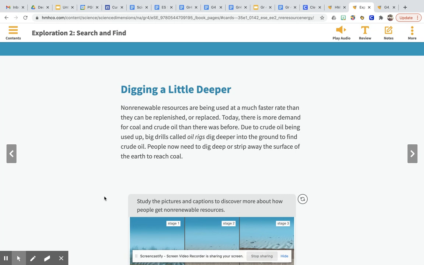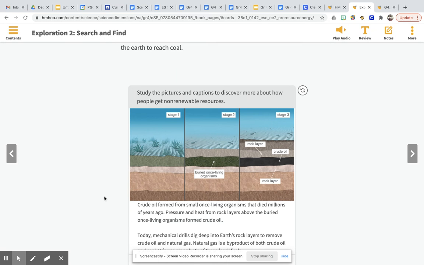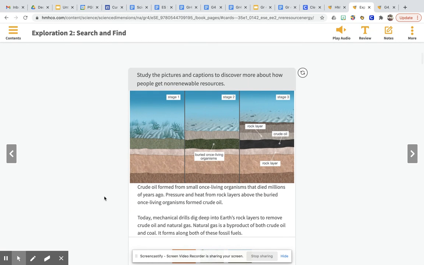Non-renewable resources are being used at a much faster rate than they can be replenished or replaced. Today, there is more demand for coal and crude oil than there ever was before. Due to crude oil being used up, big drills called oil rigs dig deeper into the ground to find crude oil. People now need to dig deep or strip away the surface of the earth to reach the coal. Here we have a picture, and we're going to study the pictures and the captions to discover more about how people get their non-renewable resources.